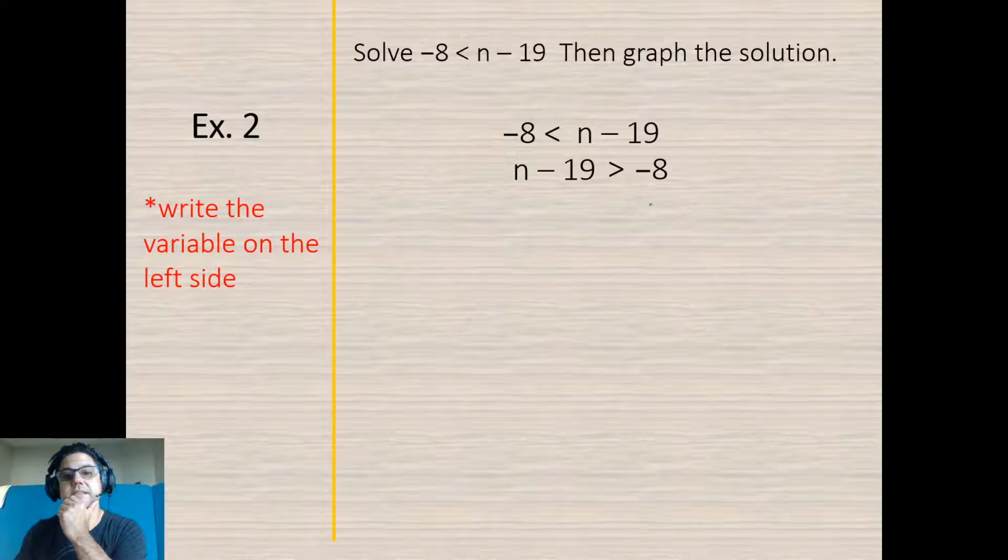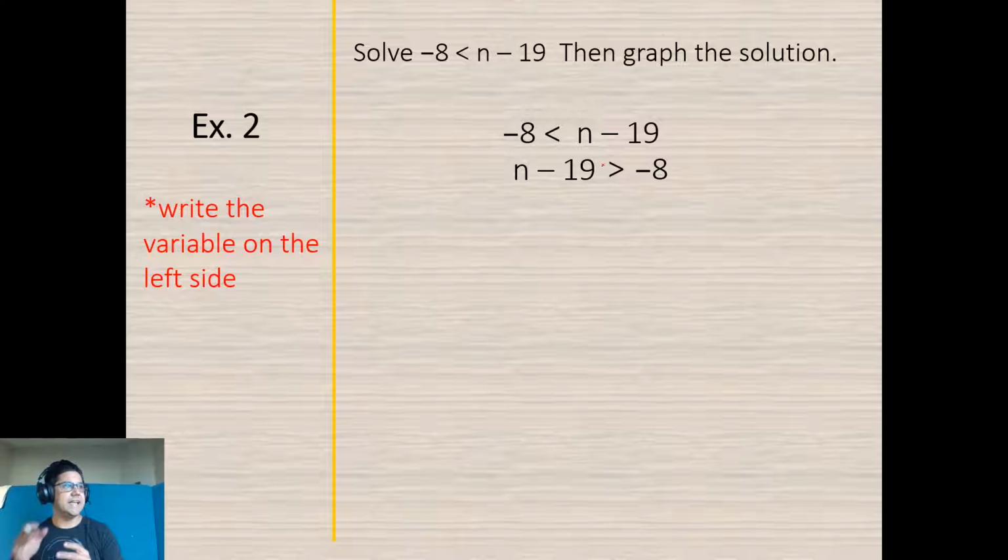But notice this. Notice the inequality. It wants to, quote unquote, eat the n subtract 19. Remember when you're in elementary school, the crocodile wants to eat? Yeah. So in other words, it is open to the variable side. So it means when I rewrite it, it is still open to the variable side. So I'm not switching anything like that. I'm just keeping it open there.